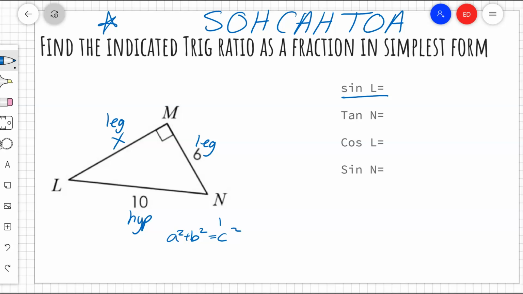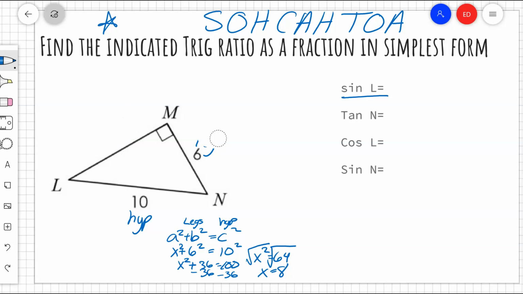Okay, so here's our hypotenuse, just as a reminder. These are legs. So we're going to end up with x squared plus 6 squared equals 10 squared. Simplifying that, x squared plus 36 equals 100. We're going to subtract 36 from both sides, and x squared is going to be 64. When we square root both sides, x just becomes 8. So our leg length over here is 8.